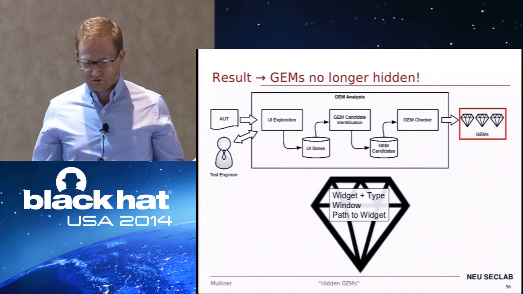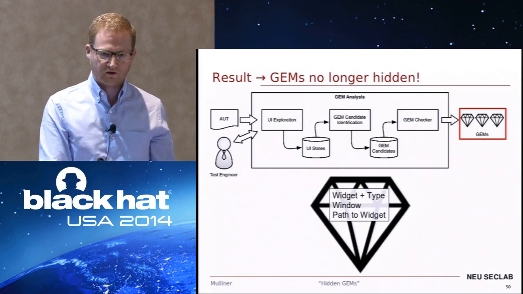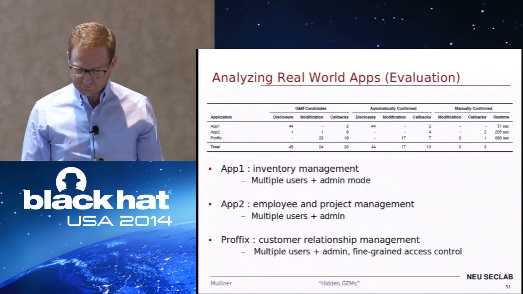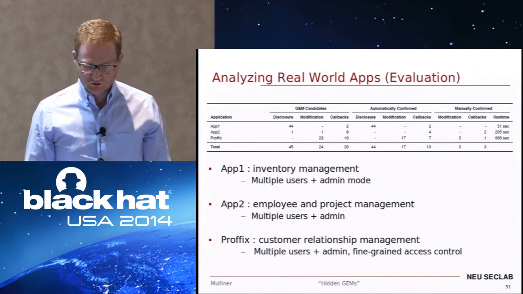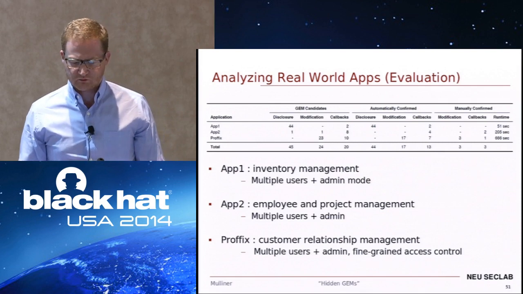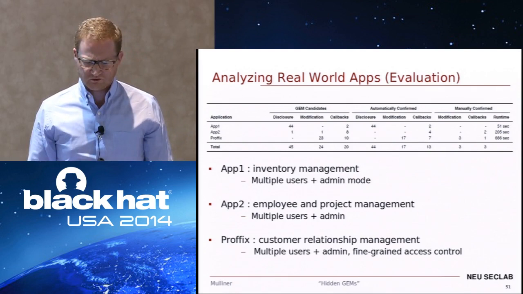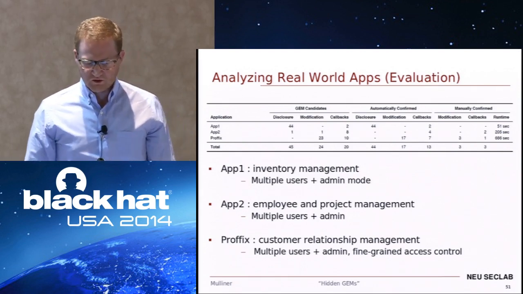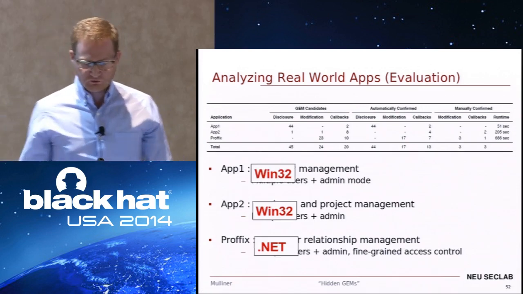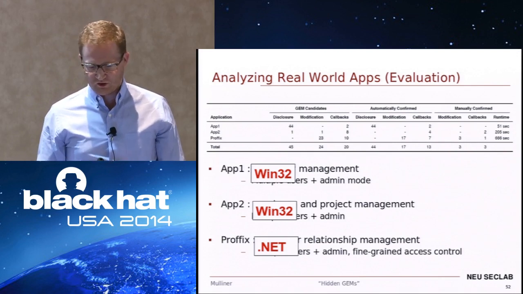So in the end, we have this list of widgets, and then you can go and say, this button, this field, change value, done. We looked at a bunch of applications, like an inventory application, and some small employee and product management thing, and then Profix, which is a CRM from a Swiss company. The first two applications were plain Win32 applications, and the last one was a .NET application.